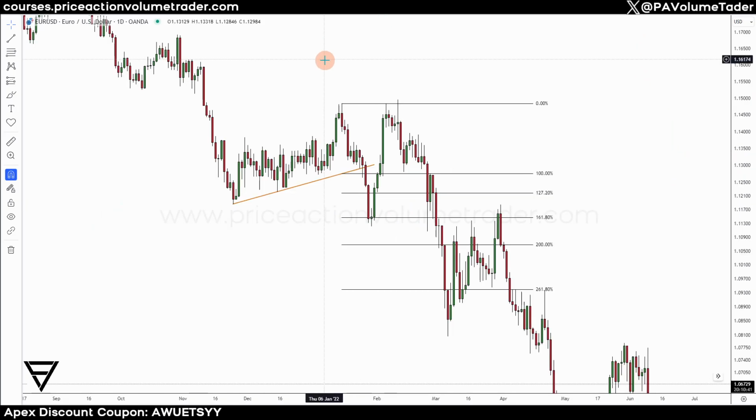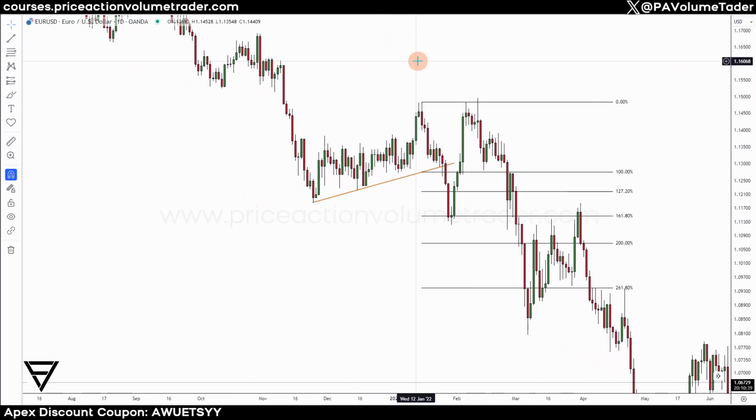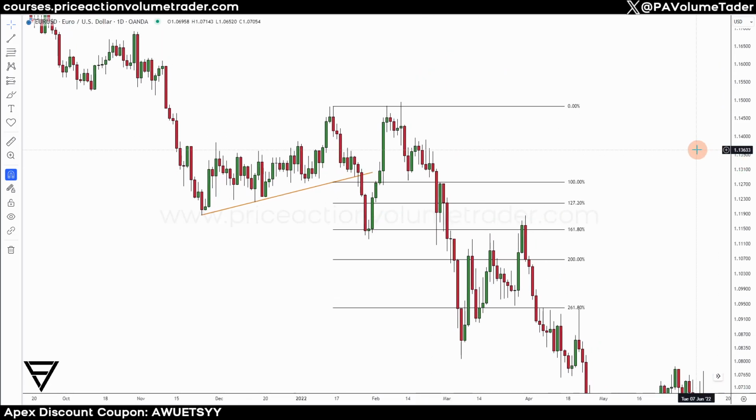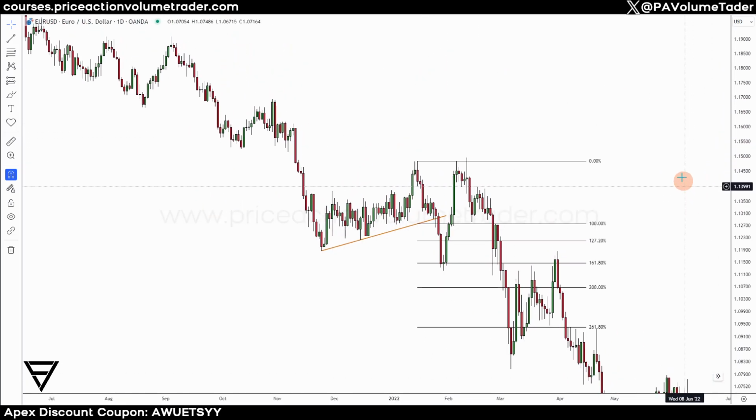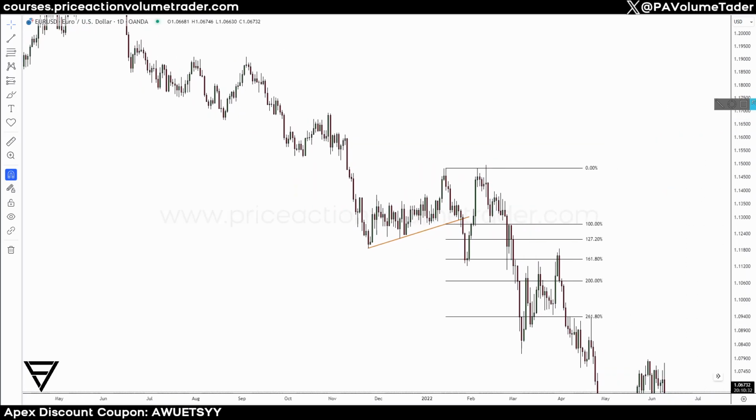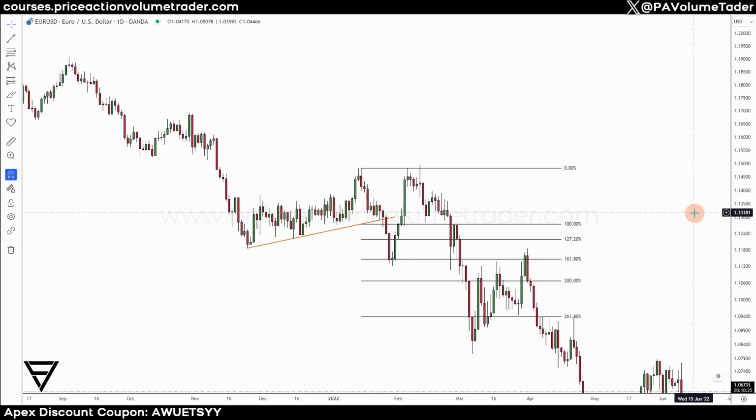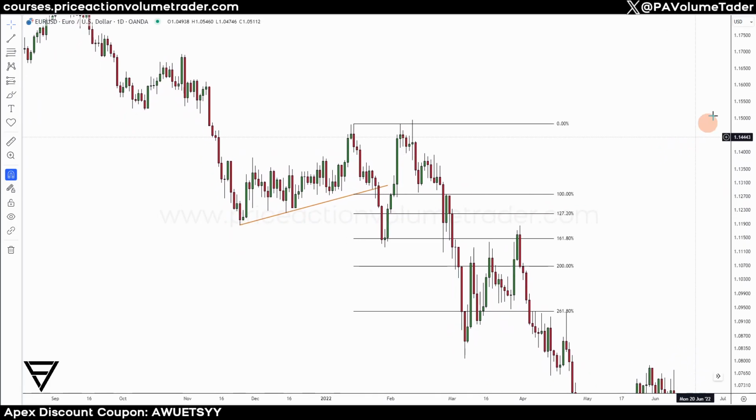Let's go into Euro US dollar on the daily chart. You can see this works on longer time frames as well. We had this market coming in a clear downtrend. And if I zoom in, you can see trend line support. We had our breakdown. I do my measurement from the top of this swing straight down into the trend line.